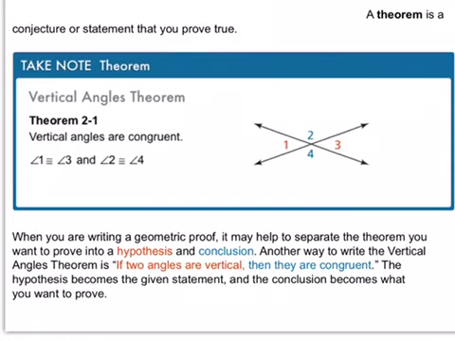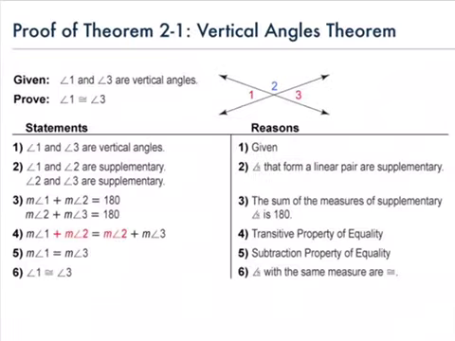The first thing that we are going to talk about is the vertical angles theorem, which is actually something that you already know. It basically just says that vertical angles are congruent, and we already knew that. So in this picture, angle 1 would be congruent to angle 3, and angle 2 would be congruent to angle 4. That's the main thing we're going to be talking about today.